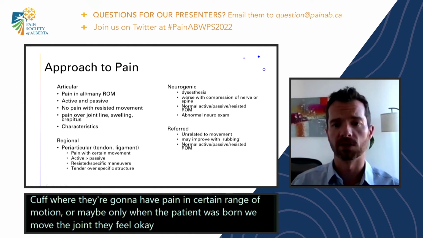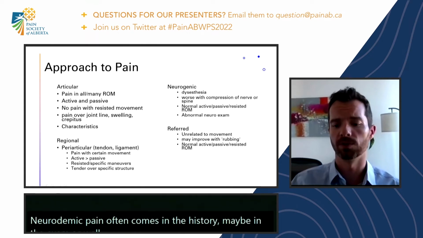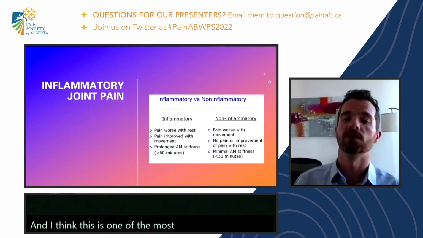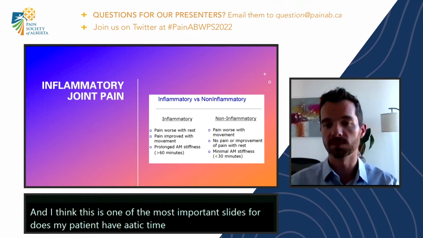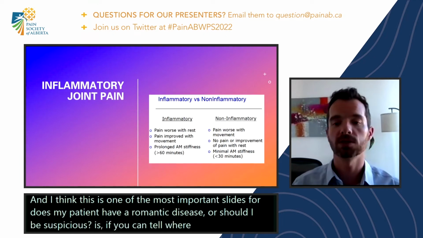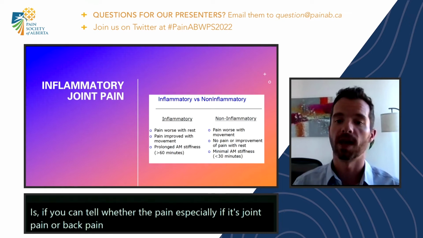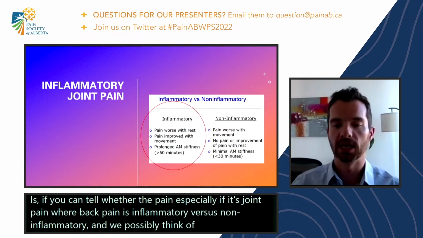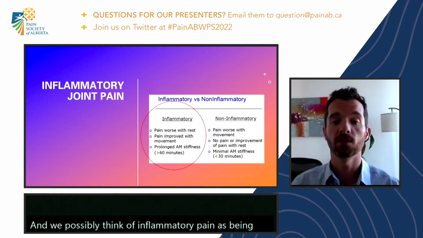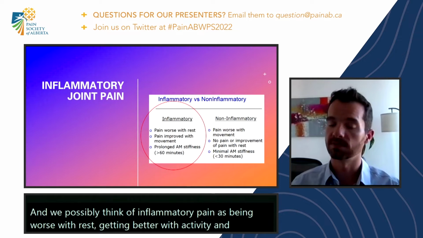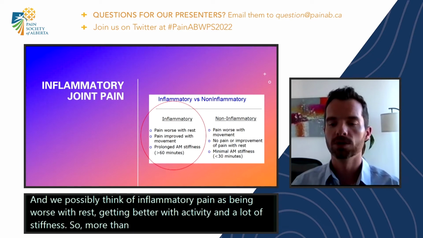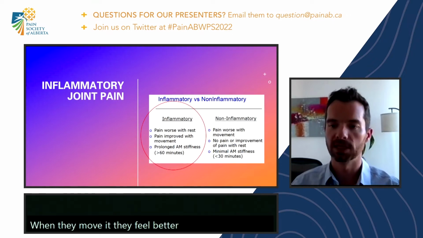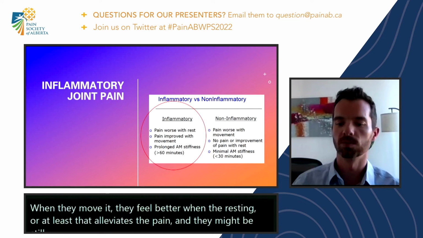Neurogenic pain often comes out in the history, maybe in the exam as well, and then there's referred pain or other types. I think this is one of the most important slides for deciding whether my patient has a rheumatic disease or whether I should be suspicious: if you can tell whether the pain, especially joint pain or back pain, is inflammatory versus non-inflammatory. We classically think of inflammatory pain as being worse with rest, getting better with activity, and a lot of stiffness, so more than an hour of stiffness. Whereas non-inflammatory pain hurts more when they move it. They feel better when they're resting, or at least that alleviates the pain. And they might be stiff, but it's not usually more than 30 minutes.